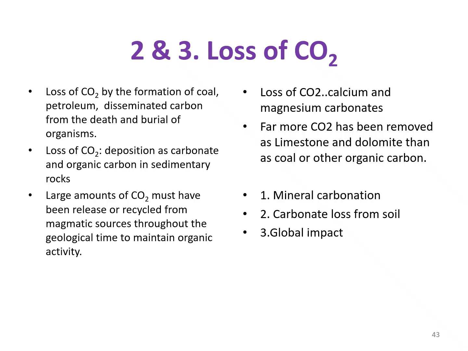Then loss of carbon dioxide. Atmospheric carbon dioxide can be lost through its reaction with calcium and magnesium carbonates, forming calcium and magnesium bicarbonates, which are soluble and can be leached away from the soil or dissolved in water. This process, called mineral carbonation, can be a way to remove carbon dioxide from the atmosphere, but can also lead to the loss of soil carbonates.